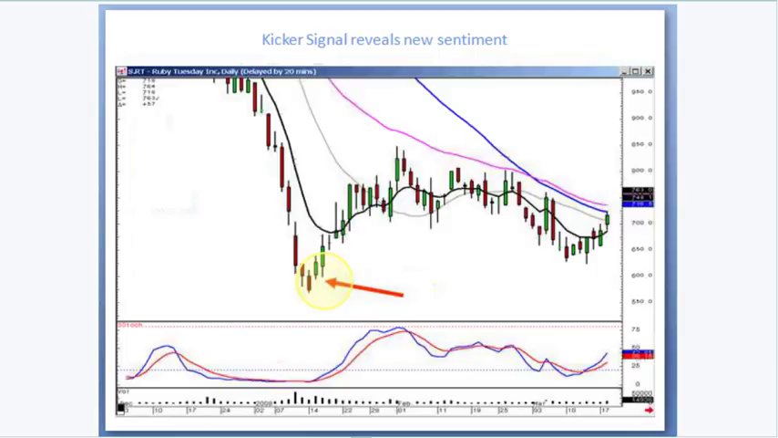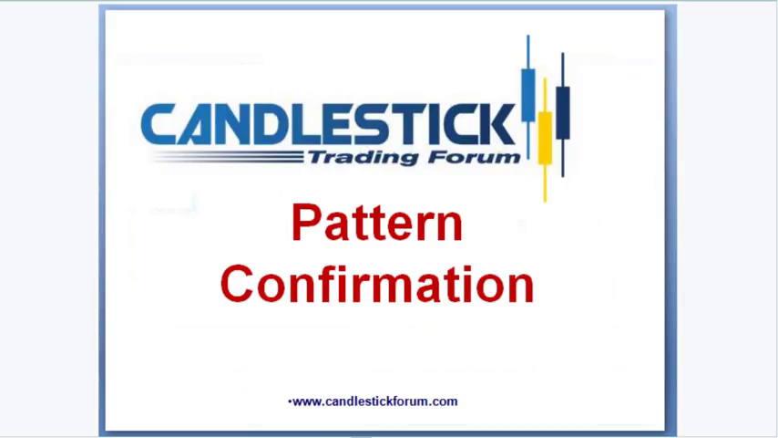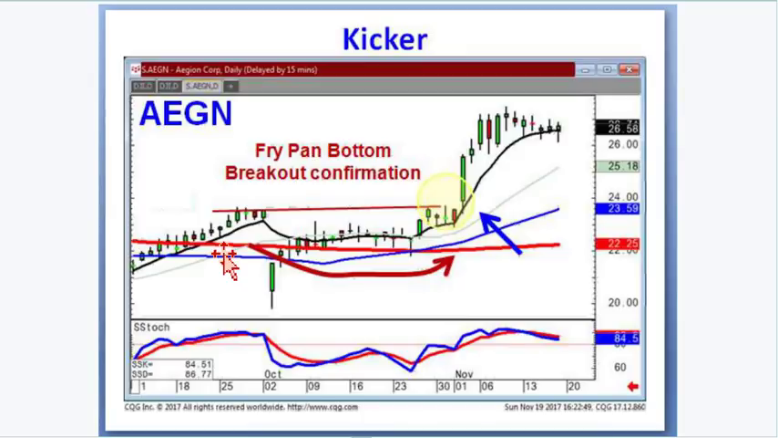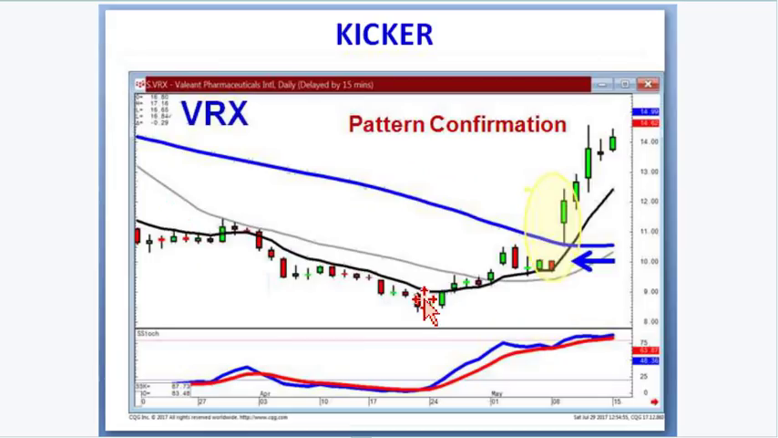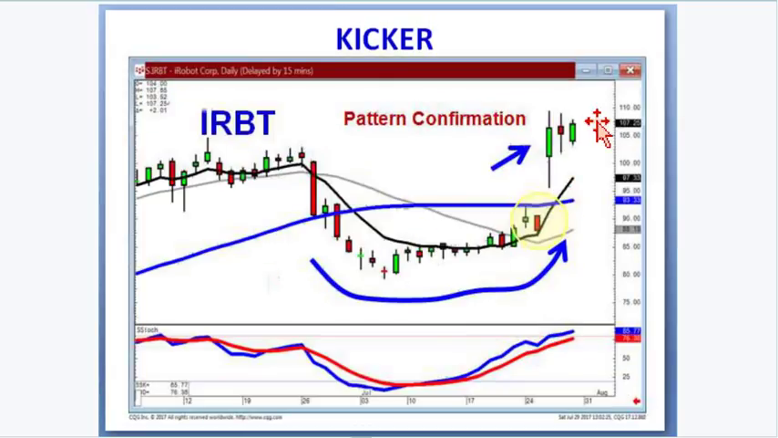Okay, so knowing what the strength of a signal is also helps identify when a pattern is working. If I've got a fry pan bottom building up, and then they do a kicker signal, what do we expect coming out of a fry pan bottom? A strong breakout. And if they're doing it with a kicker signal, that tells us it's working extremely well. If we've got a kicker signal coming out of a fry pan bottom and it gaps up through a resistance level as well as the beginning of the pattern, that's that much more evidence that the strength of the new trend is coming on with great enthusiasm.